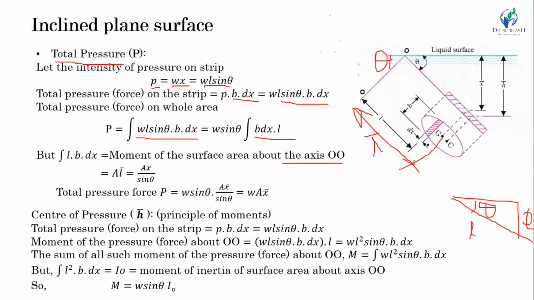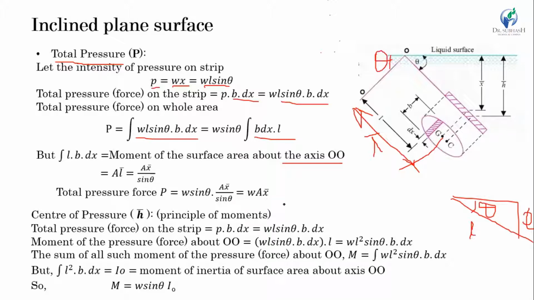Say the distance of CG from the axis considered, which is nothing but OO. By the relation of L bar and x bar, we can replace L bar by x bar upon sine theta. So we get the equation of total pressure force P equal to omega sine theta into A x bar divided by sine theta, by putting this value in this equation.